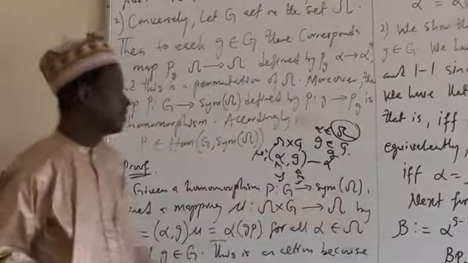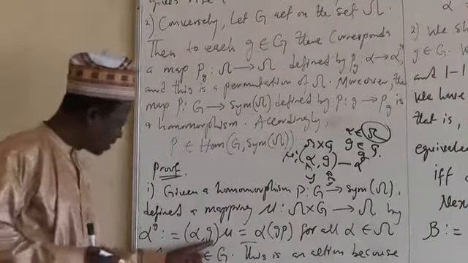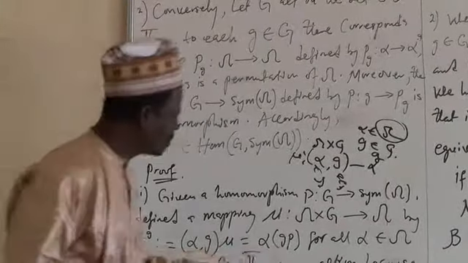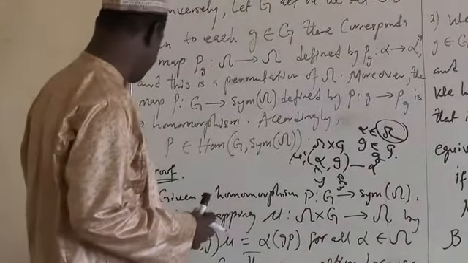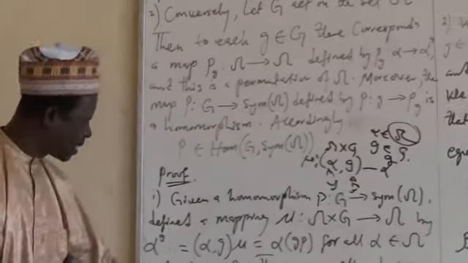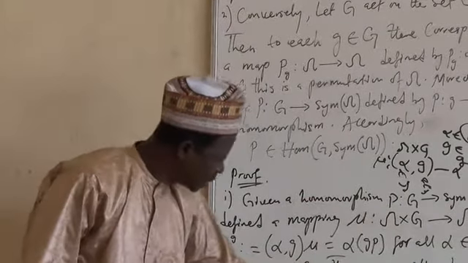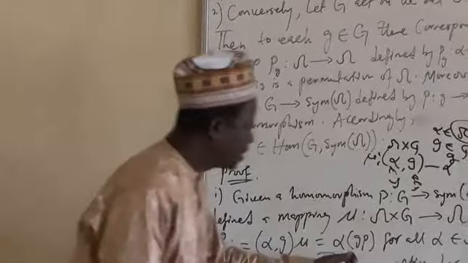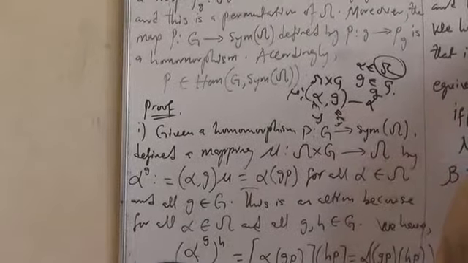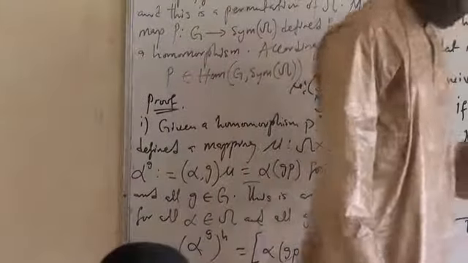Okay, just like that, that's what this one does. So alpha g being mapped by mu will be alpha g rho, for all alpha in omega and all g in G. This is an action because if you pick an alpha in omega, just like I pick 2, isn't it? You pick alpha and then g, h, you pick two elements g and h. Maybe this is my g, and if I pick another one, maybe h, say 1 3 2.